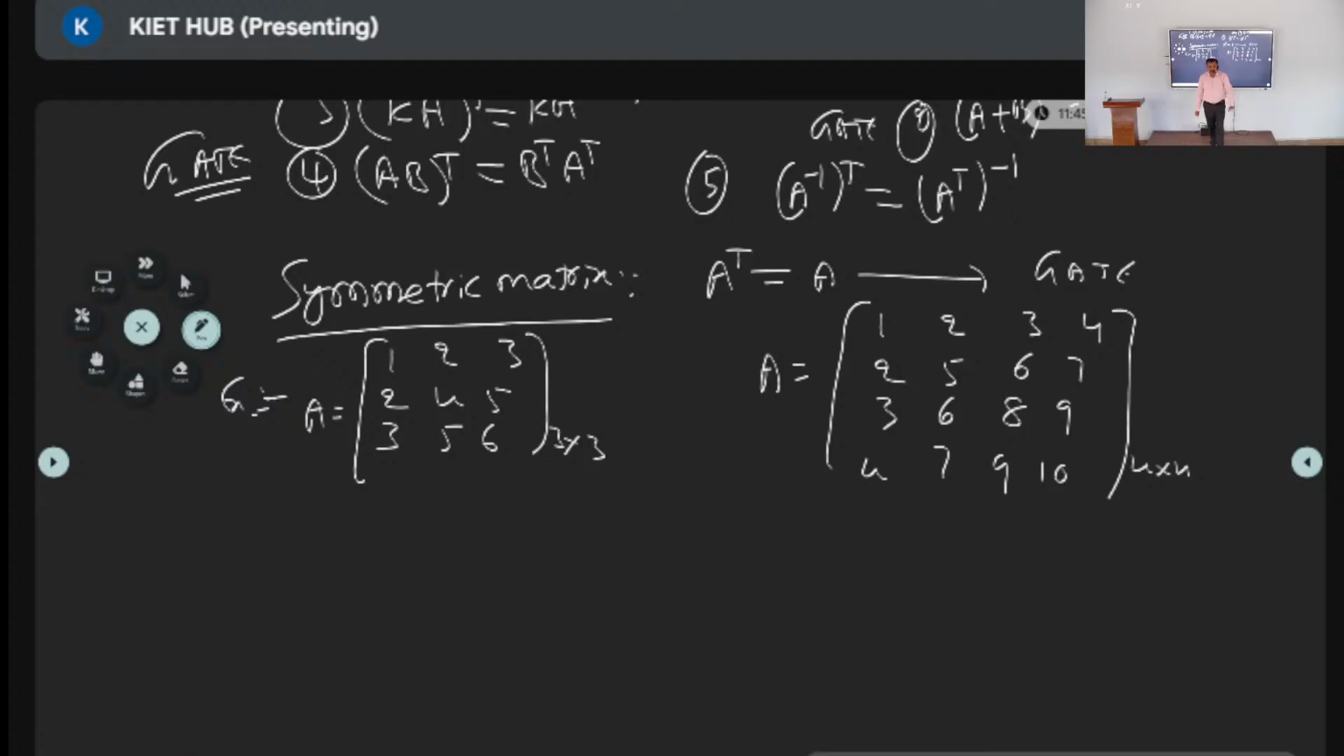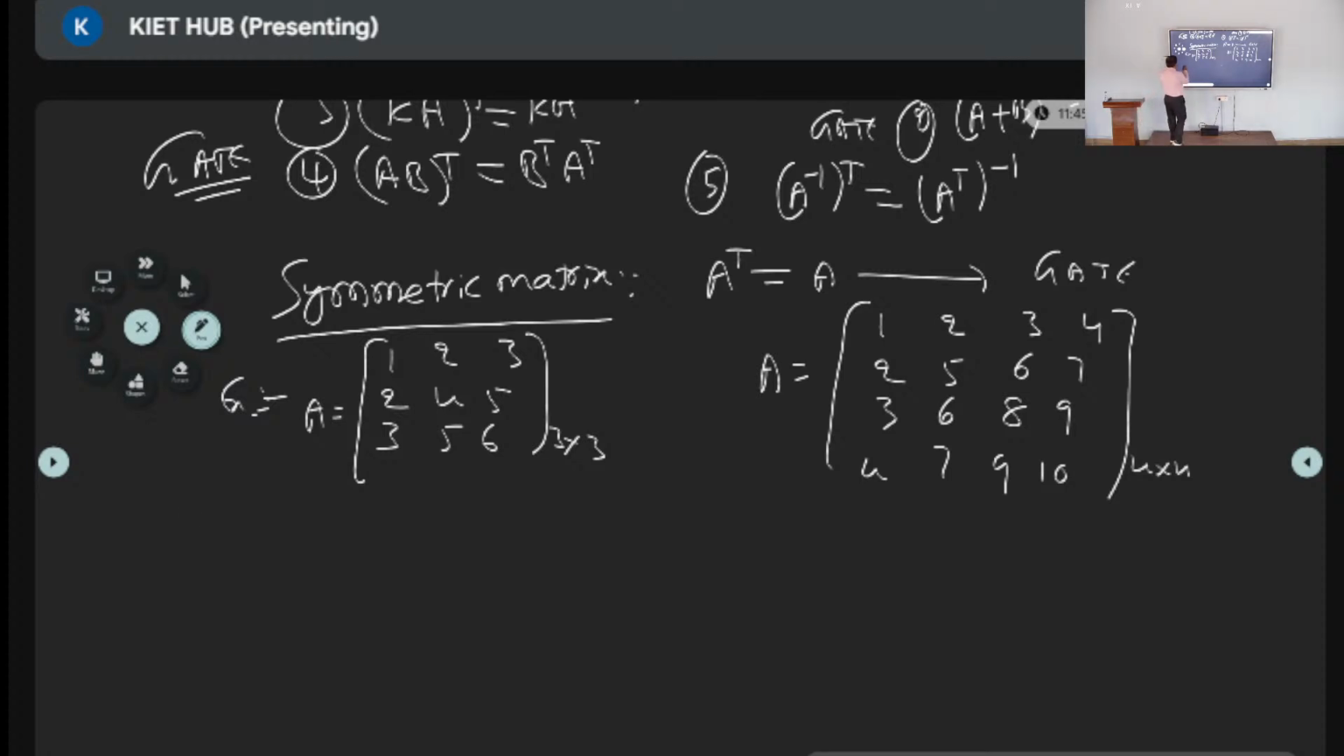10. Observe clearly what I am saying. Maximum distinct elements are how many here? 6. How many maximum distinct elements here? 10. If you take the n by n matrix, what are the maximum distinct elements?